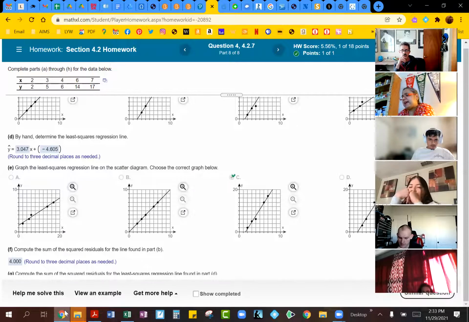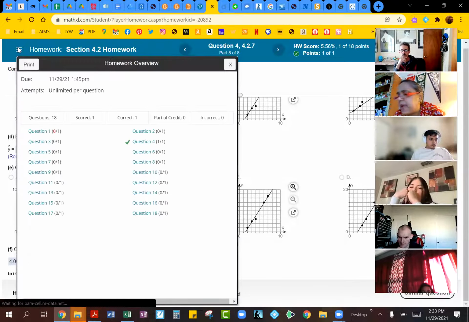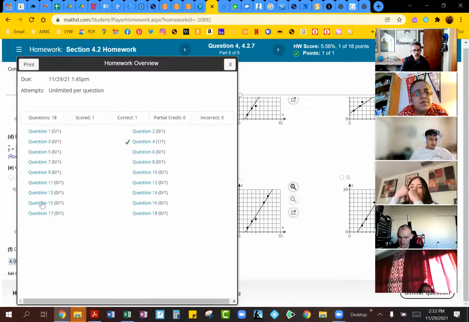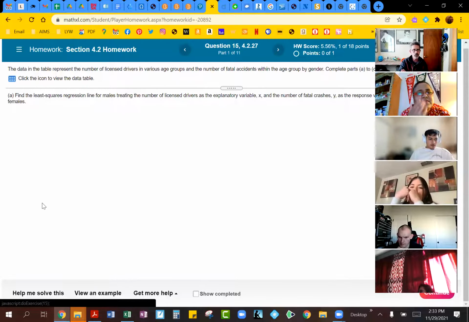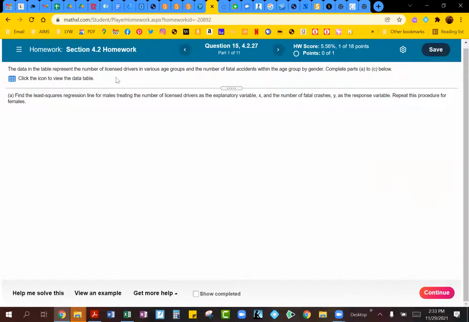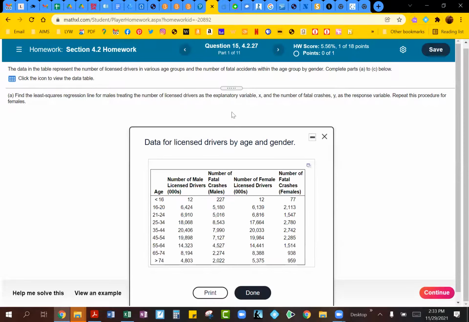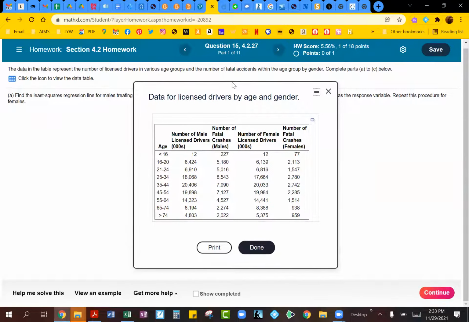One more example that I had shortlisted, I liked it because they were doing a comparison. And of course, you guys have seen that in your homework. I think it was based on drivers. Yeah, I think it's this one. The table represents the number of licensed drivers in different age groups, and the number of fatal accidents by different age groups. So they broke it down by male and female drivers over here.